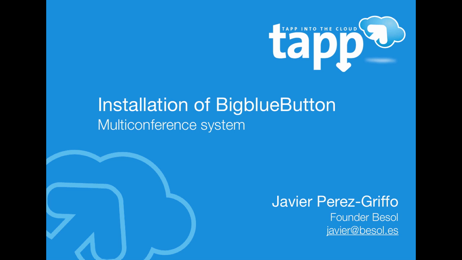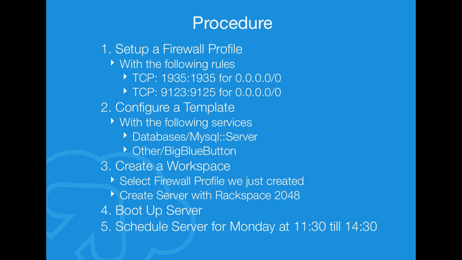Today, we're going to see how easy it is from the Tapp platform to install a multi-conference system like Big Blue Button, to be able to create conference rooms where we can share video, audio, and PDF documentation using Rackspace. To do this, we'll need to follow the following procedure.